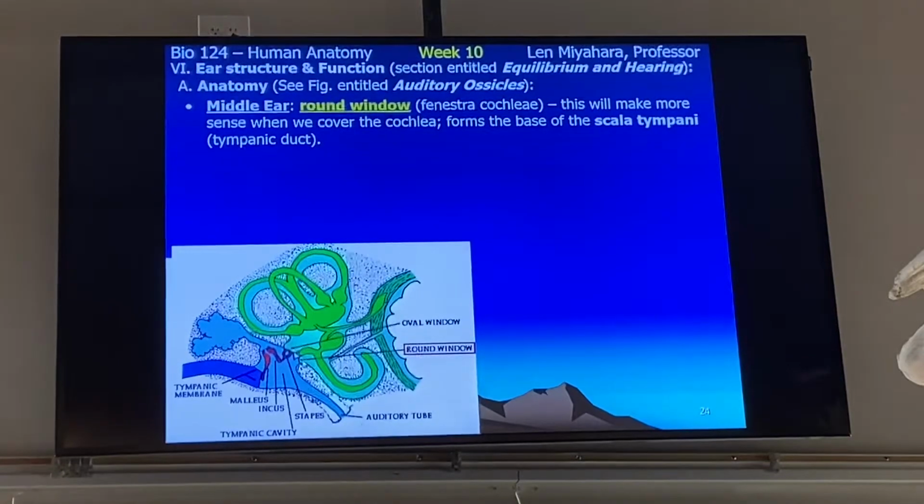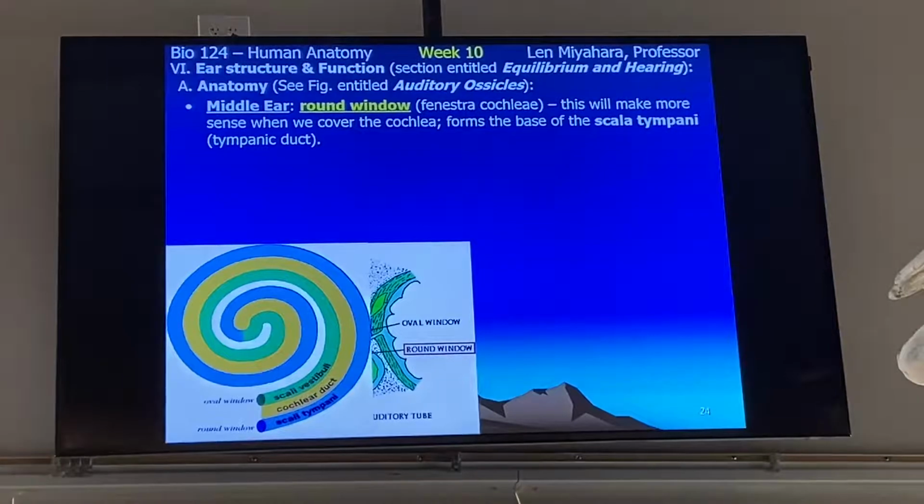Oval window, round window. You can see how here in light blue is the middle ear. Here in dark blue is the external ear. Here in green is the inner ear. You can see how the oval window and the round window is the border between middle ear and inner ear. Everybody see that? And this is showing you what's on the other side of those windows. On the other side of the oval window, perilymph, the scala vestibuli. On the other side of the round window, perilymph of the scala tympani. Can you see that in that figure?